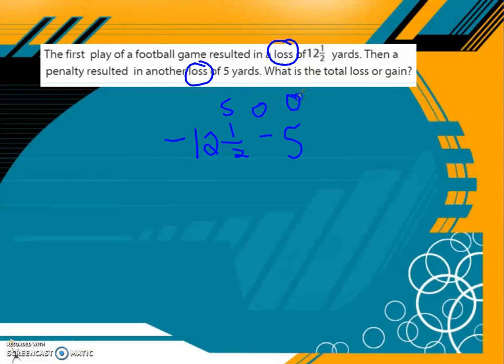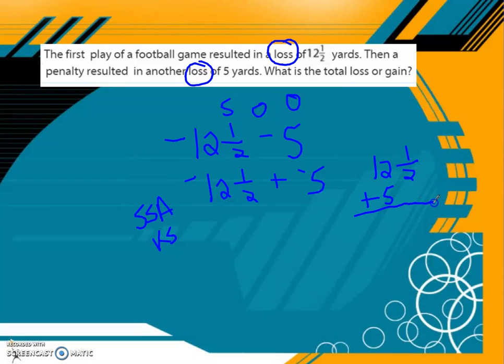So subtraction, negative 12.5. Opposite of subtraction is addition. Opposite of positive 5 is negative 5. So now we have same signs add. Keep the sign. So 12.5 plus 5. When you have the fraction with no other fraction, you just bring it down. 12 plus 5 is 17. We keep the sign. So negative 17.5.